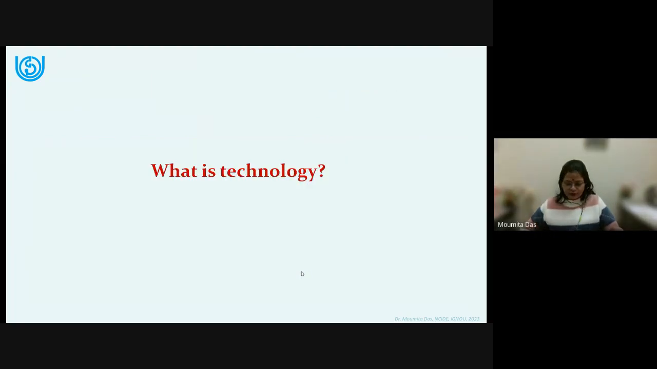Let's move on. Now I will talk about technology readiness level, the second part of today's talk. So till now, I hope whatever I have explained is clear to you. We will have a question and answer session at the end of the talk. So now we'll move on to technology readiness level. Can anybody tell me what you understand by technology?